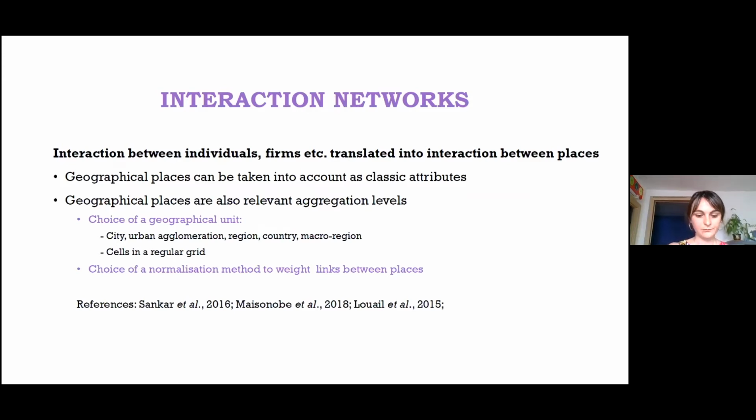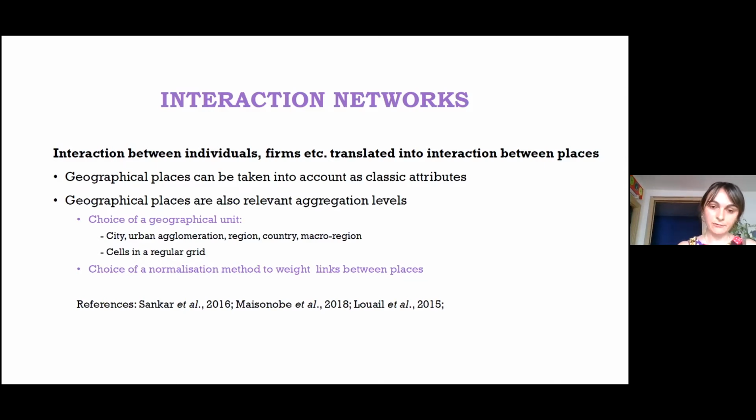So to begin with the first type of network, most researchers studying this type of networks consider geographical places just as classic attributes. And I argue here that geographical places can also be relevant aggregation levels to study this type of networks, because they can help you to better understand the underlying structure of these networks. But of course, aggregation always comes at the price of losing the internal variations. Nevertheless, it's often a very heuristic step to make.